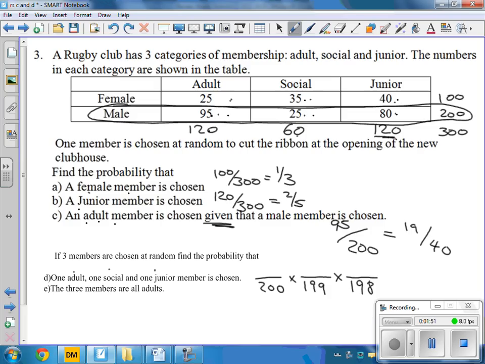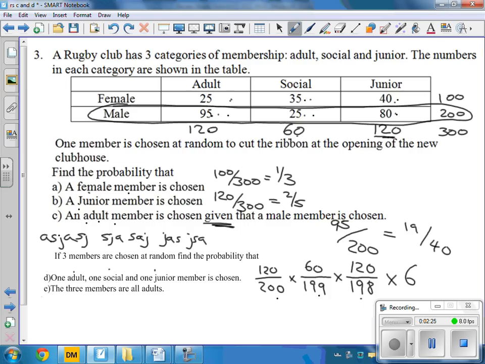So the adults, there were 120 of them. The socials, there were 60 of them. And the juniors, there were 120 of them. This is actually the probability here of getting in order adult, social, junior. But because we don't care which order this is going to be in, we could have adult, social, junior, or adult, junior, social, or social, junior, adult, or social, adult, junior. All these different ways of doing it, all these 6 different ways of doing it, we're going to have to times that answer by 6.